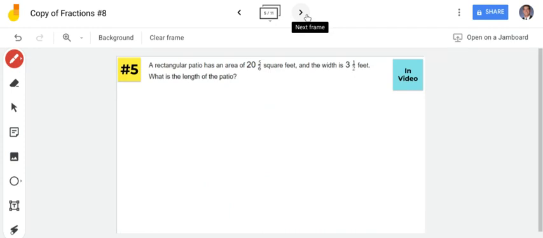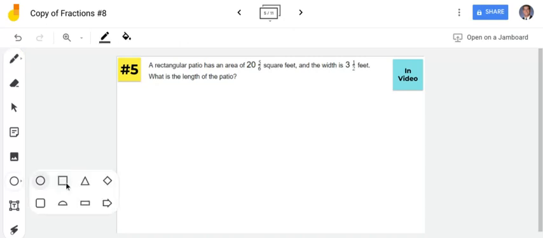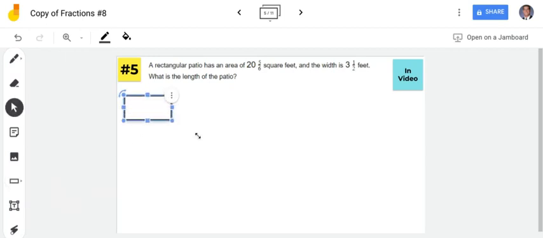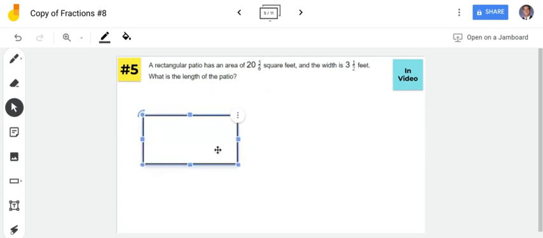We have a rectangular patio that has an area of 20 5/6 square feet, and the width is 3.5 feet. The question is, what is the length of the patio? So we have this rectangular patio. Let me add a rectangle in here. How about this? Well, that's a square. How about rectangle? There we go. All right, so here's our rectangle.